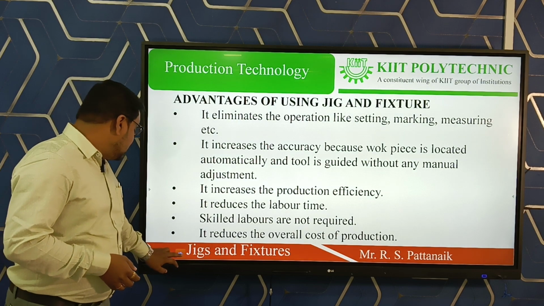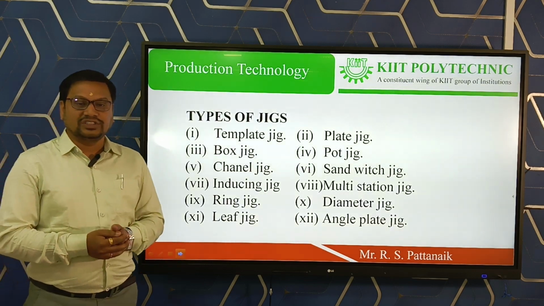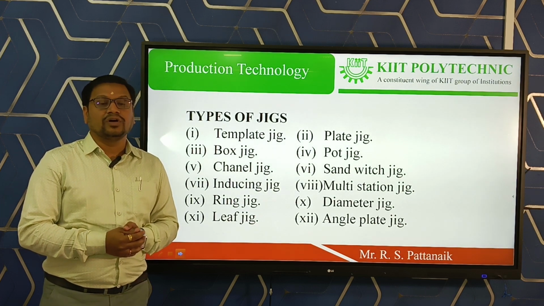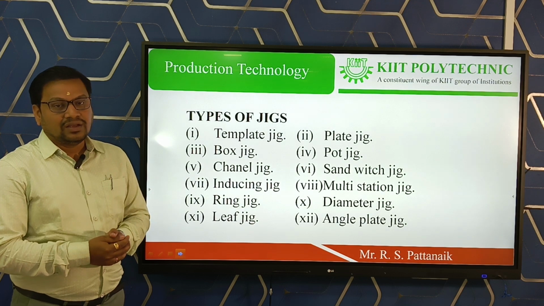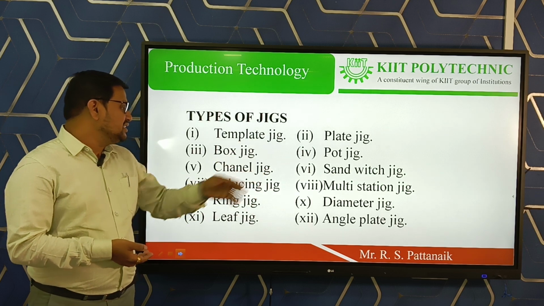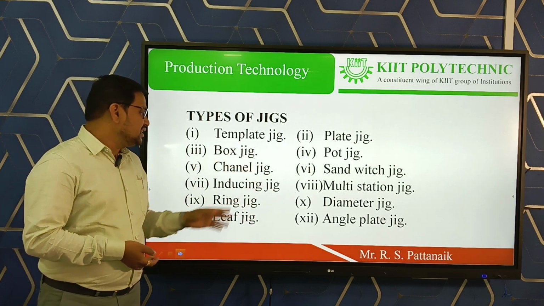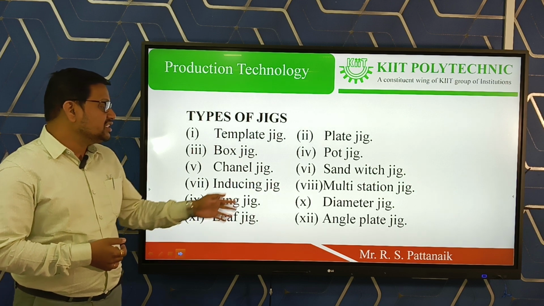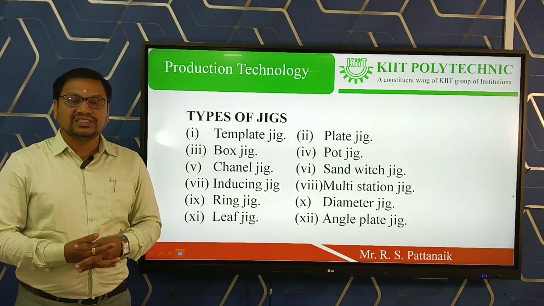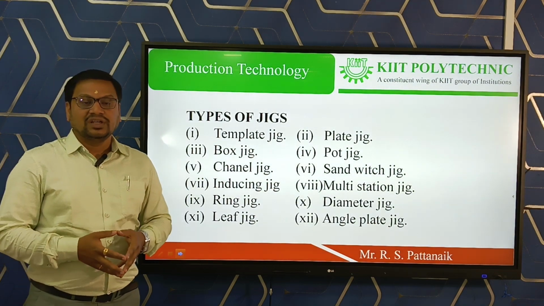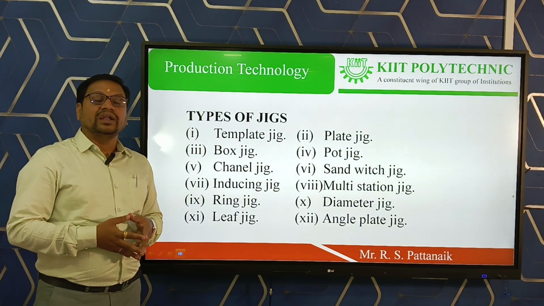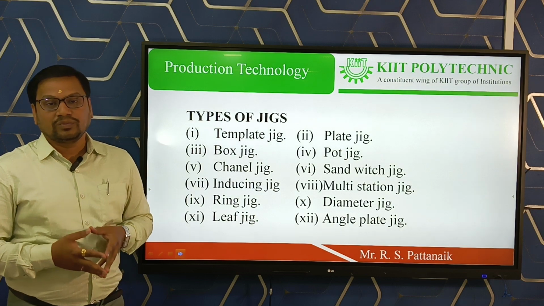Next are the different types of jigs. Different types of jigs are used for holding the workpiece and guiding one or more cutting tools, like template jig, plate jig, box jig, pot jig, channel jig, sandwich jig, indexing jig, multi-station jig, ring jig, diameter jig, leaf jig, and angle plate jig. These are the different types of jigs used for holding and locating the workpiece and at the same time guiding and controlling one or more cutting tools.